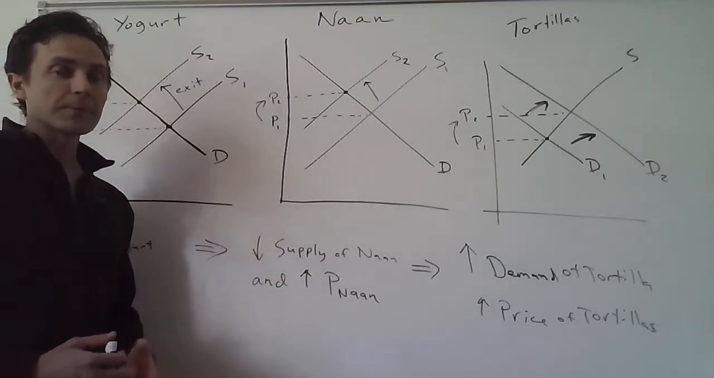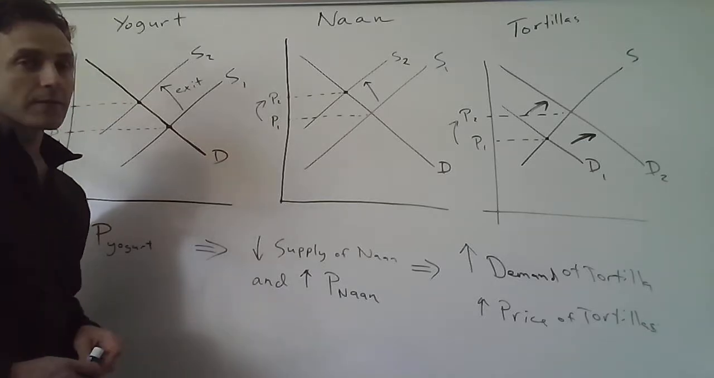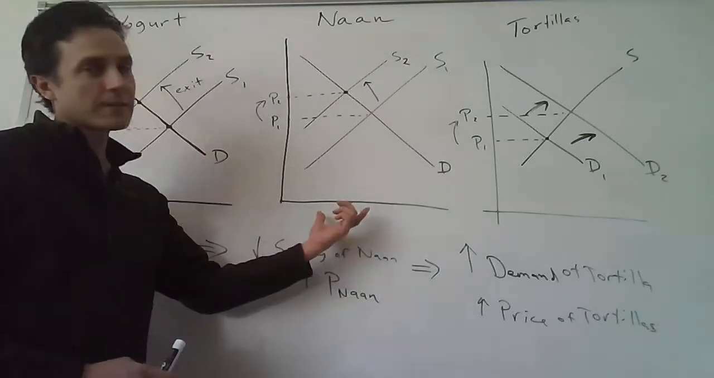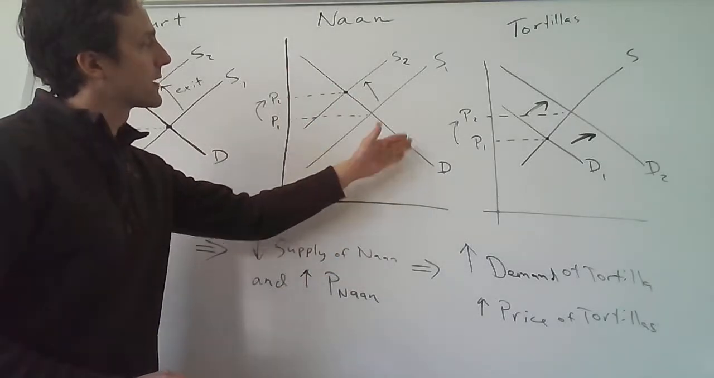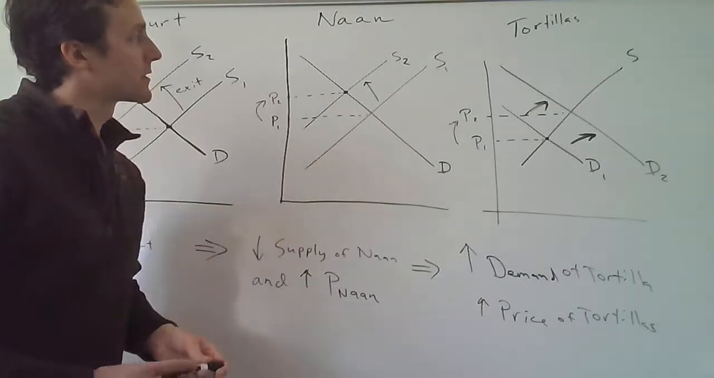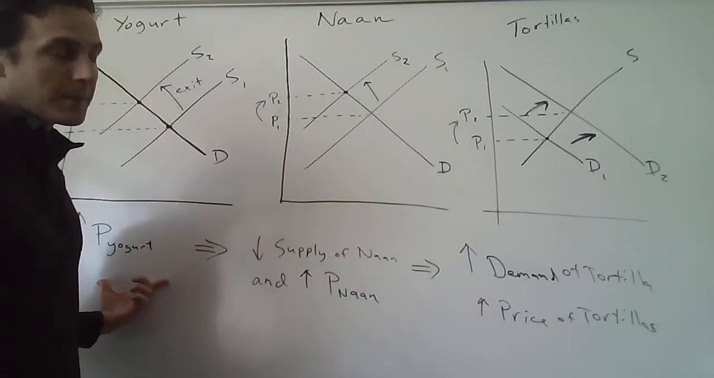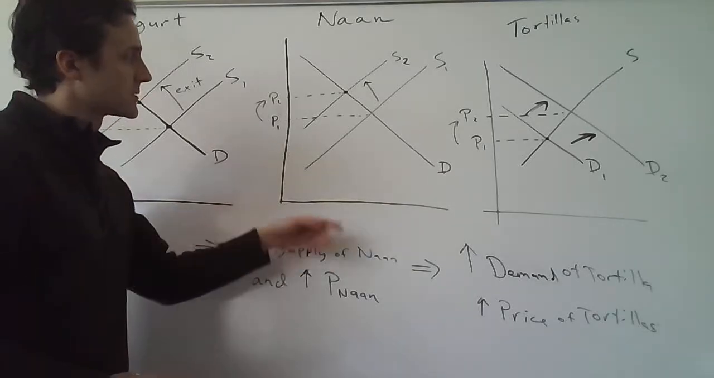And since yogurt is an input in the production of naan, that's going to have an effect on the market for naan. The market for naan is depicted right here. Again, we have a downward sloping demand curve. The initial supply curve is there, and since yogurt prices are going up, the supply of naan will decrease. So there's a decrease in the supply of naan.